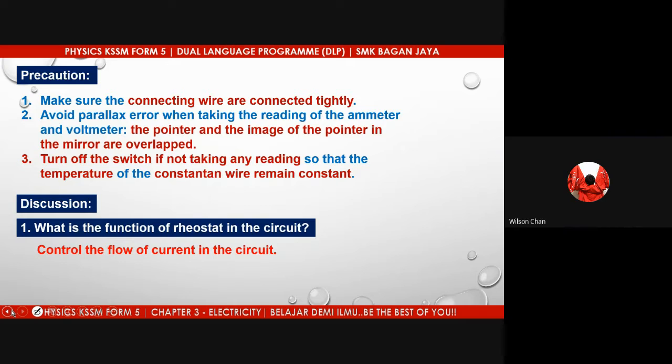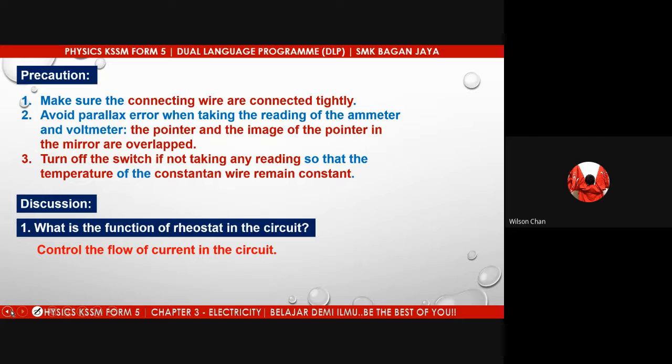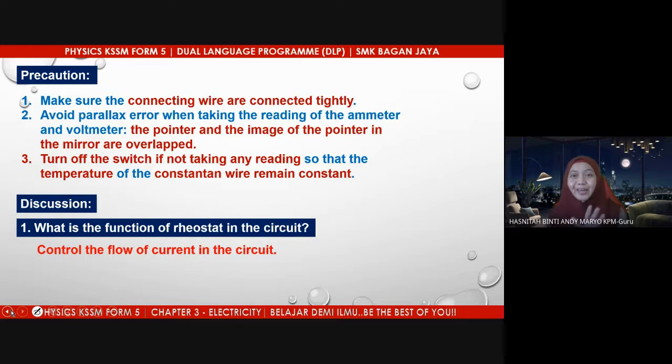Teacher, if I write that it acts as a resistor in the circuit? Rheostat is a resistor. So if you write that way, I'm afraid you are not answering the question. So what is the function of a resistor? It's the same, the resistor is the rheostat. If they ask you what is the function of a resistor, it is also to control the flow of current in the circuit. Right? Yes. Okay, any other question? Okay, we can go to the second one.